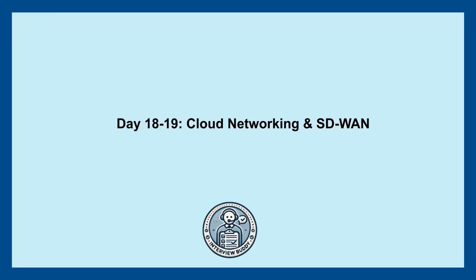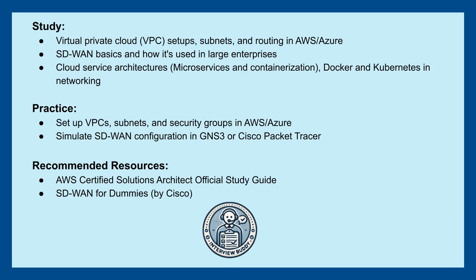Days 18 to 19. Cloud networking and SD-WAN. Virtual private cloud setups, subnets, and routing in AWS and Azure. SD-WAN basics and how it's used in large enterprises. Cloud service architectures, Docker and Kubernetes in networking. Set up VPCs, subnets, and security groups in AWS or Azure. Simulate SD-WAN configuration in GNS3 or Cisco Packet Tracer.